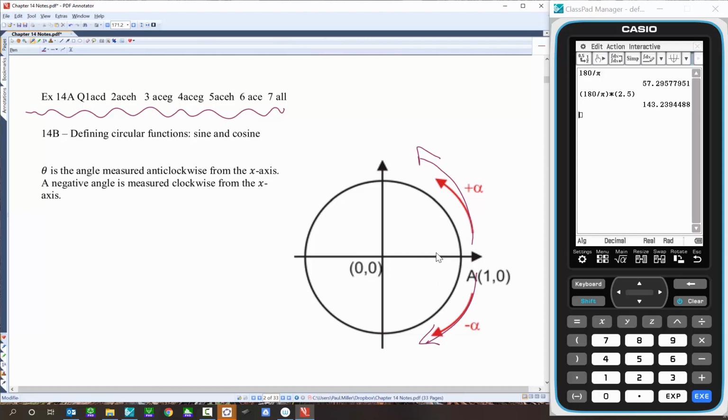It's a little bit counterintuitive. I don't know why it's anti-clockwise or why it was made this way. It's probably a really good reason. I just can't think of it at the moment.